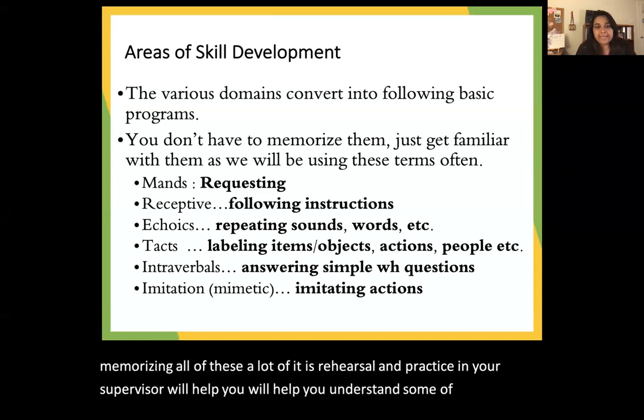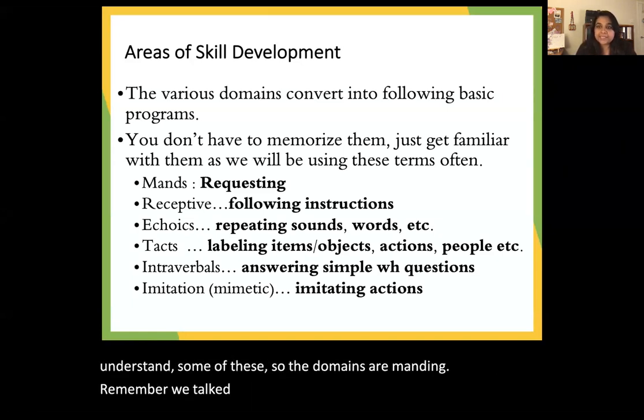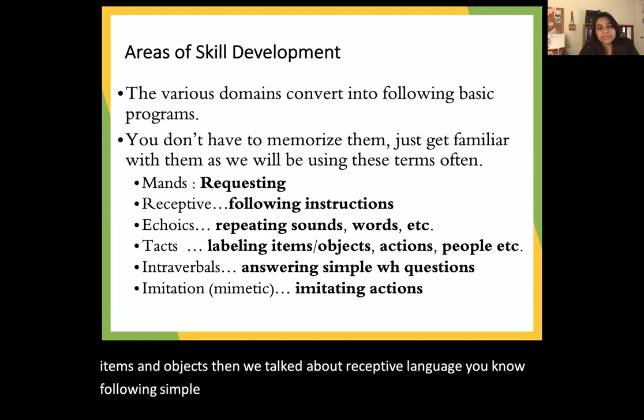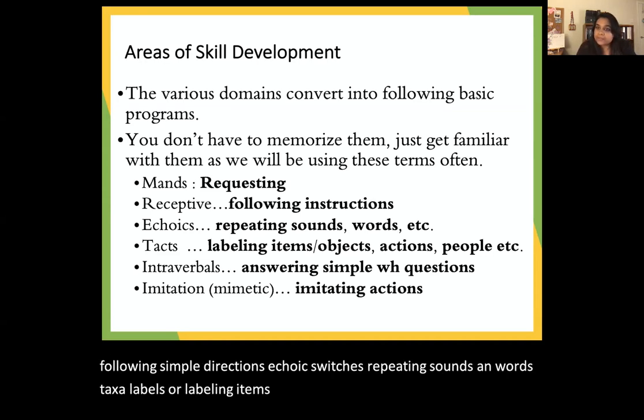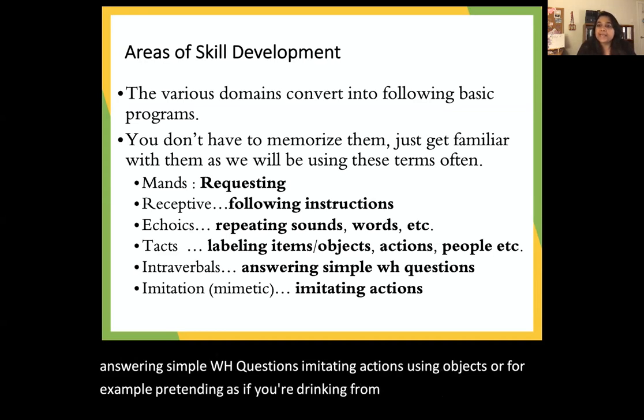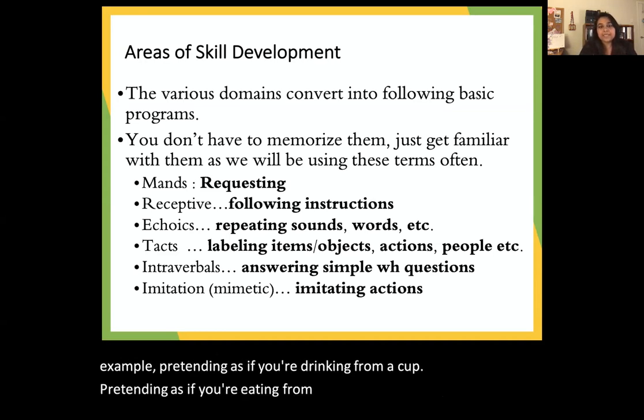So the domains are manding. Remember, we talked about requesting, asking for preferred items and objects. Then we talked about receptive language, following simple directions. Echoics, which is repeating sounds and words. Tacts, labels, so labeling items, objects, actions, people, emotions. Answering simple WH questions. Imitating actions using objects. So, for example, pretending as if you're drinking from a cup, pretending as if you're eating from a spoon. So these are some of the domains, some of the basic programs that we'll start with.